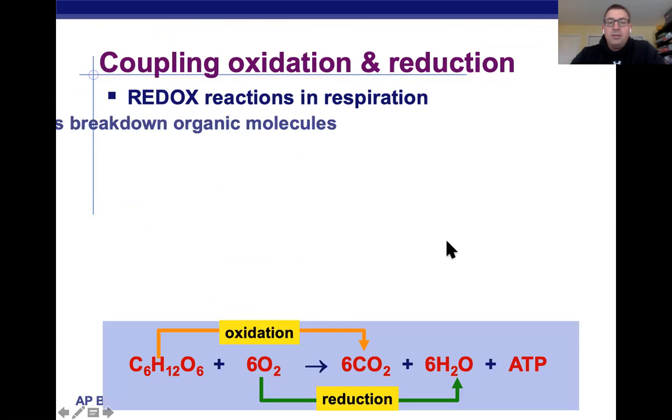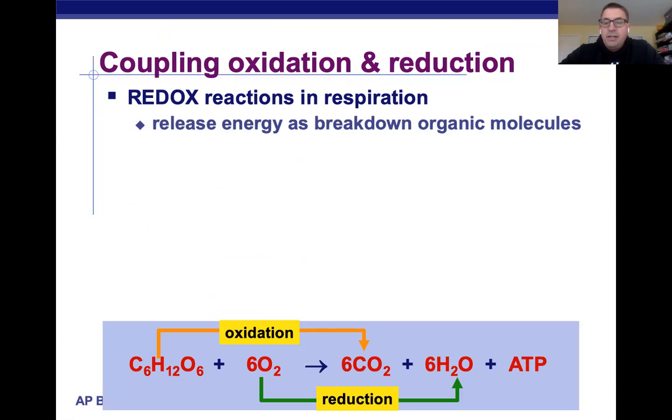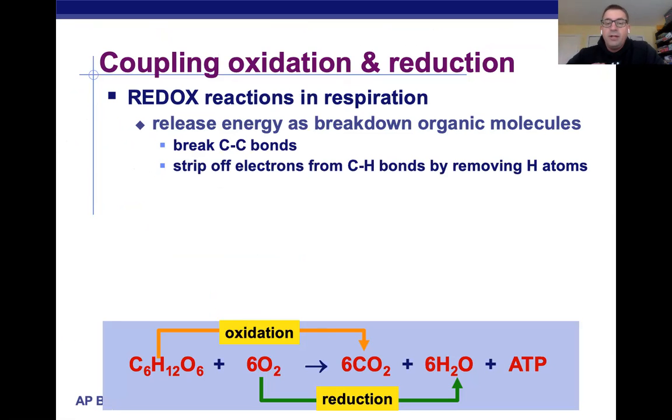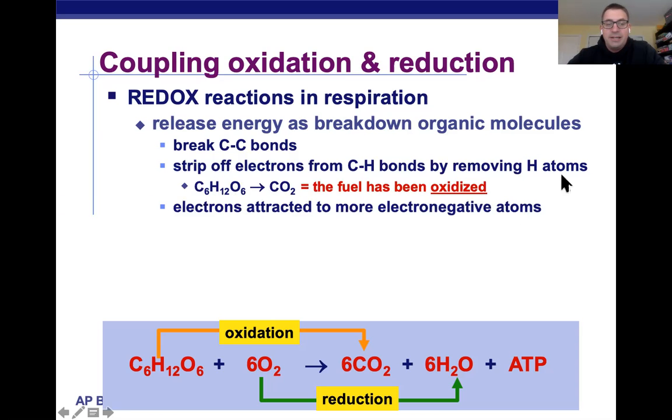So what we see in cellular respiration is many, many redox reactions, and each one of those leads to a little bit of energy being released as those organic molecules are being oxidized and reduced. During cellular respiration, carbon-carbon bonds are broken, and we remove electrons from carbon-hydrogen bonds by removing hydrogen atoms. Our fuel, glucose, is oxidized as it's converted into carbon dioxide. It's lost all those hydrogen atoms with their electrons, so it has been oxidized.